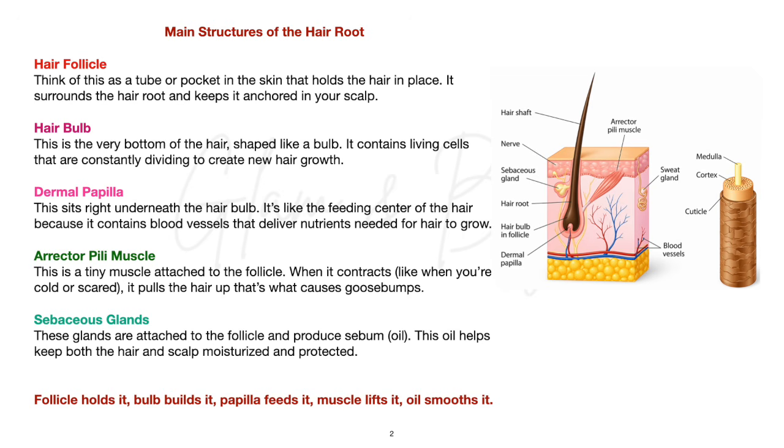to grow. The erector pili muscle, this is a tiny muscle attached to the follicle. When it contracts, like when you're cold or scared, it pulls the hair up. That's what causes goosebumps. The sebaceous glands, these glands are attached to the follicle and produce sebum, which is oil. This oil helps keep both the hair and scalp moisturized and protected.